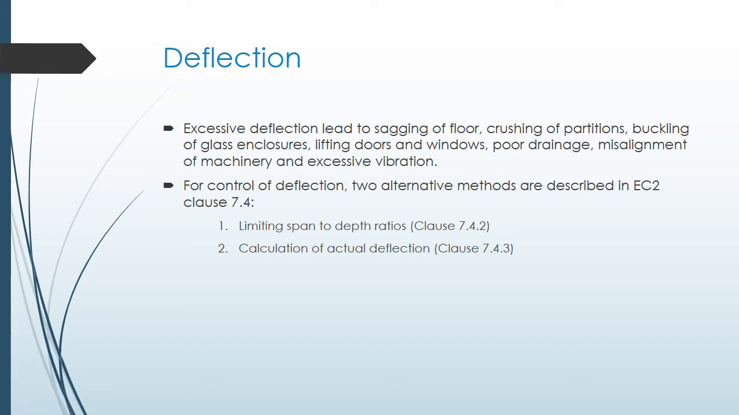Now we move on to the deflection. Excessive deflection leads to sagging of floors, cracking partitions, buckling, jamming doors, poor drainage, and so on. To control deflection of beams, two alternative methods are described in Eurocode 2, Clause 7.4. First, we limit the span to depth ratio, and second, calculation of actual deflection.